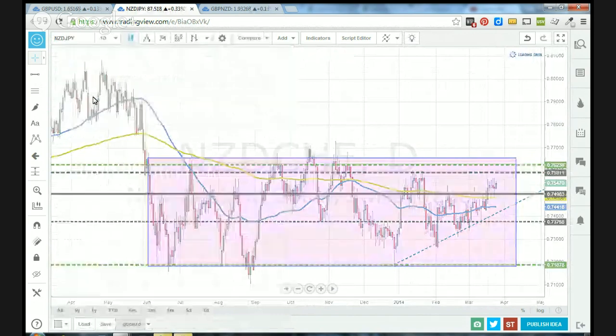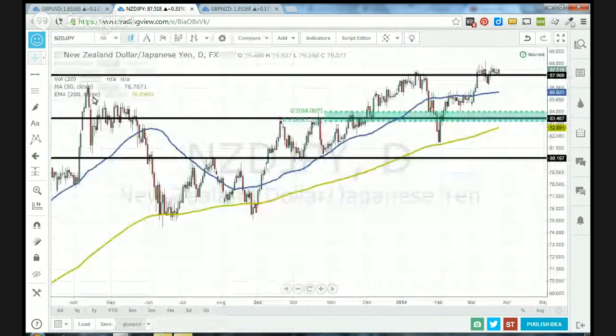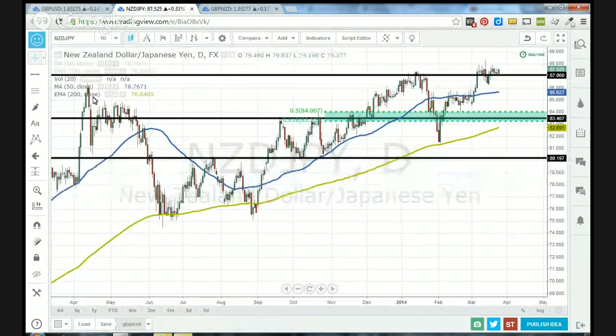Kiwi Yen. Yeah, I have my yen exposure at the moment, and there's no real pullback here, or not enough of a pullback. If we can pull back to 85.62, that might be interesting. But for the time being, I will pass.